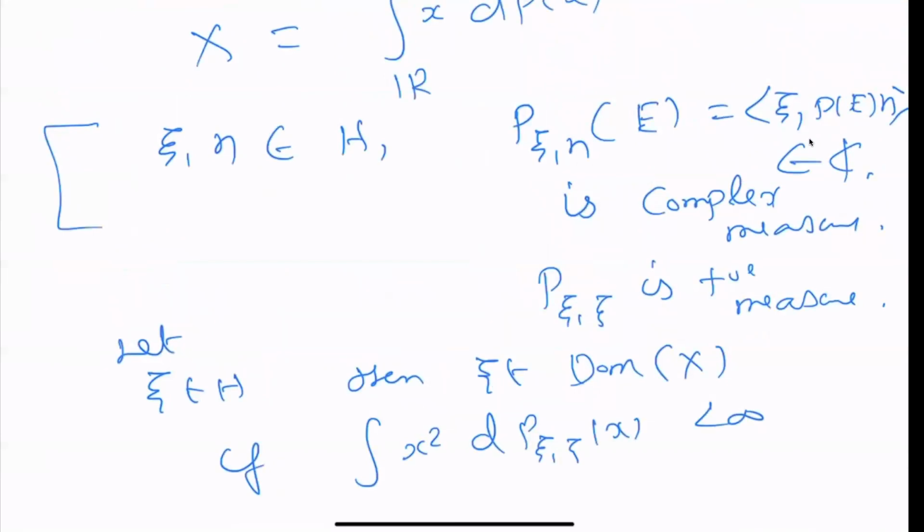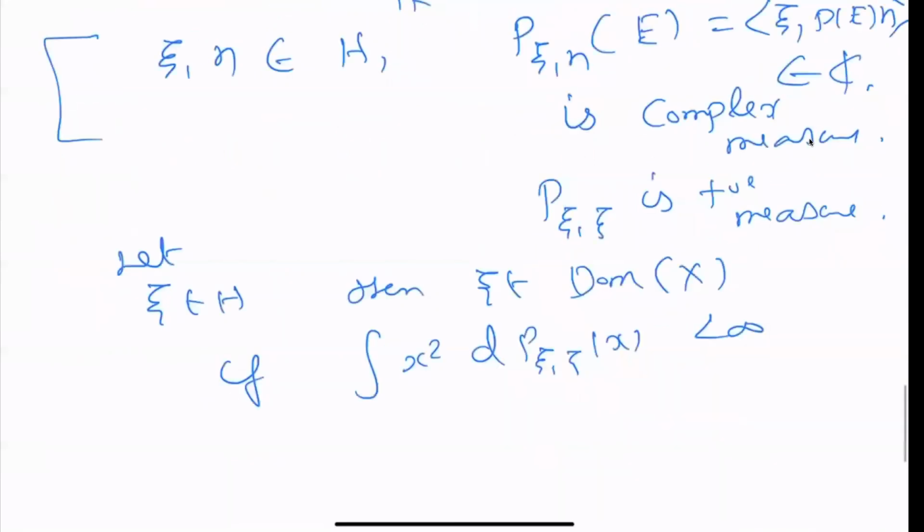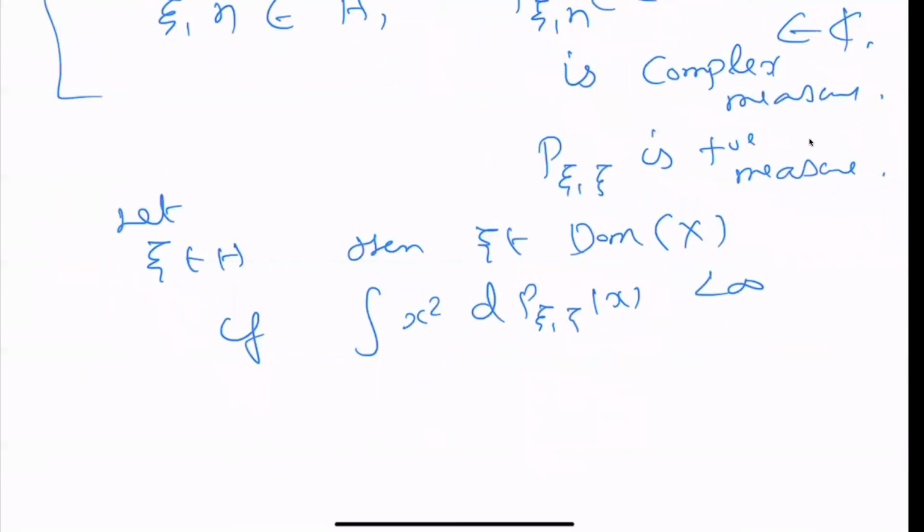Otherwise, the measure always exists. It's a positive measure. If it's a probability measure, the norm of xi is 1. Otherwise, the measure of the whole set is correct. So if this is less than infinity, then xi is in the domain of X.